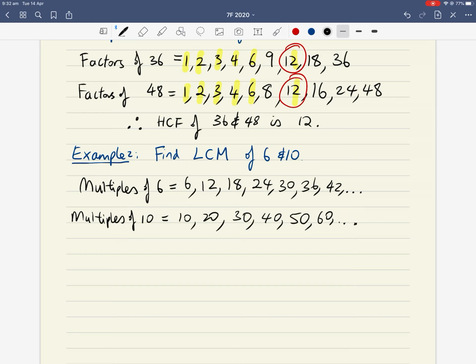So between these two lists, can you find a common number? Well, 30 is the common number, and that's the first common number that they have together in the list. So therefore, our lowest, because it's smallest, common multiple of 6 and 10 is 30.